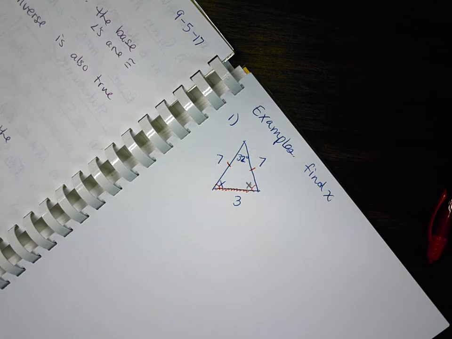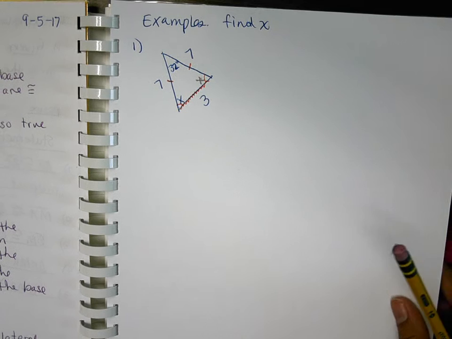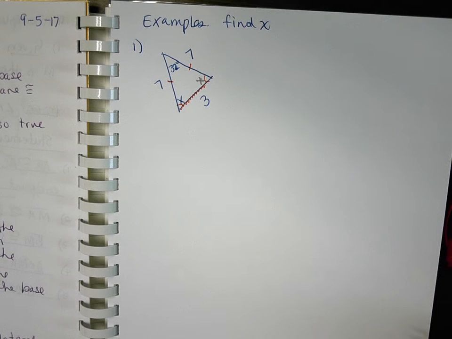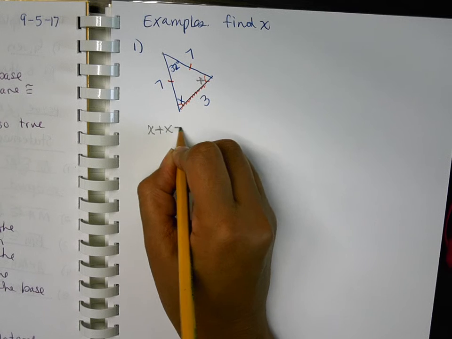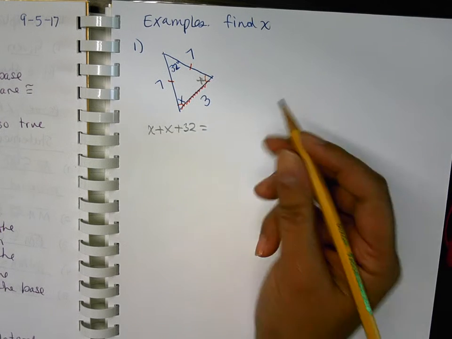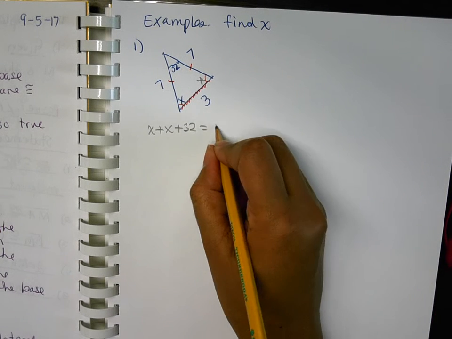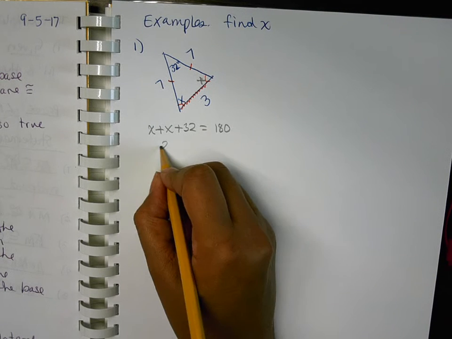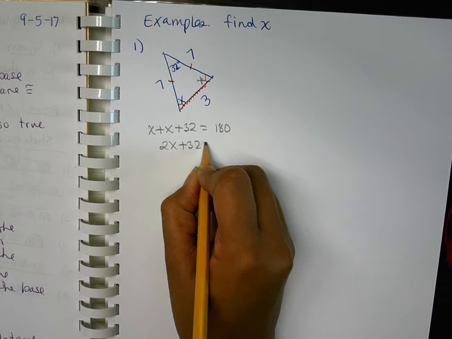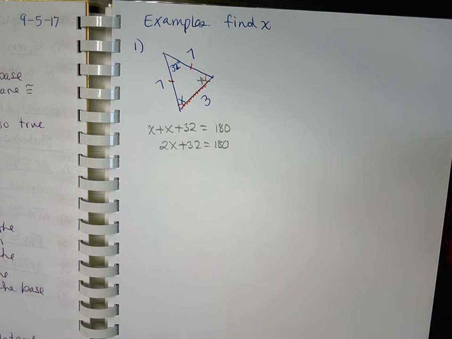X. And then I'm going to make an equation. And yes, I do need to see these equations on your worksheet today. X plus 32 adds up to what? 180. X plus x is 2x plus 32 equals 180. Do we agree with that?